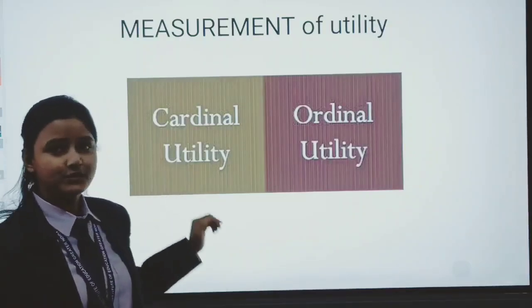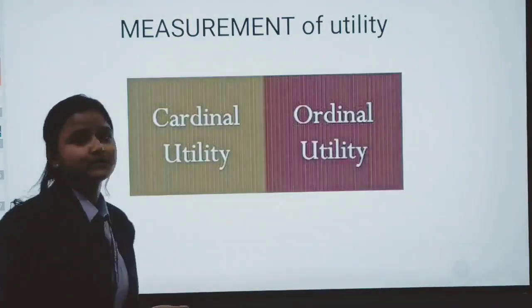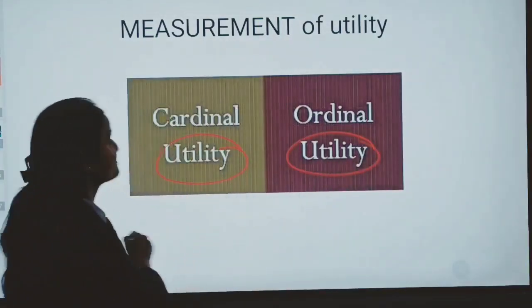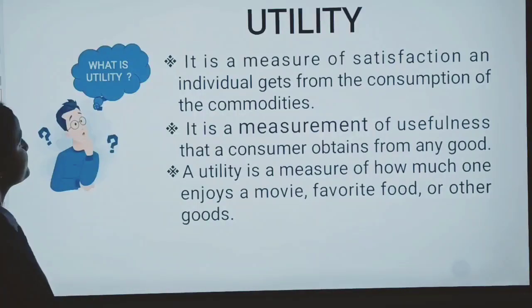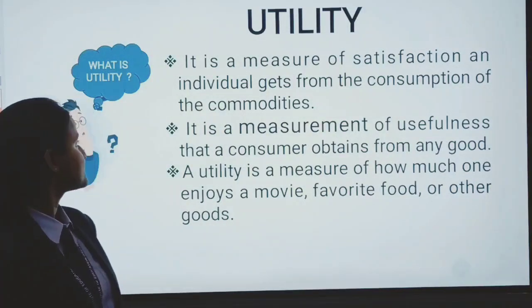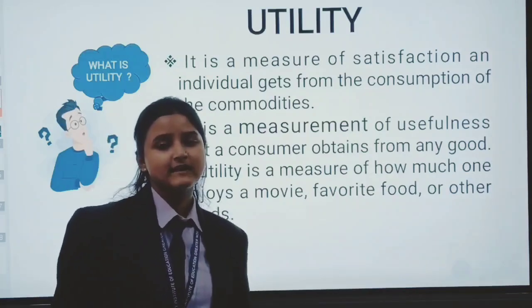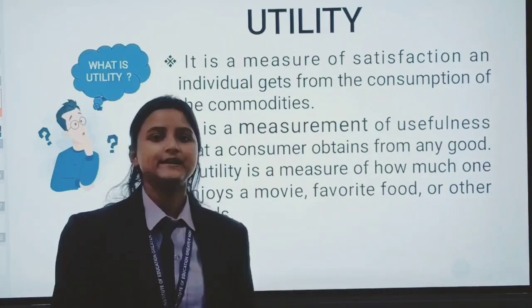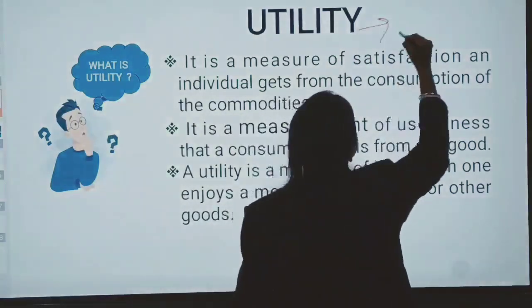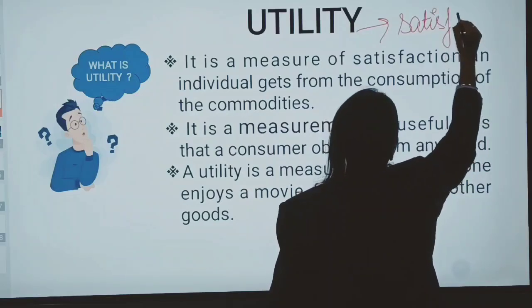Now, measurement of utility, or we can say these are the 2 approaches of consumer behavior: first is Cardinal utility and second is Ordinal utility. But before coming to these approaches, first let's understand what utility is. Utility is a measure of satisfaction an individual gets from the consumption of commodities. Or we can simply say that the satisfaction we get by consuming any commodity is called utility. Utility is just satisfaction.